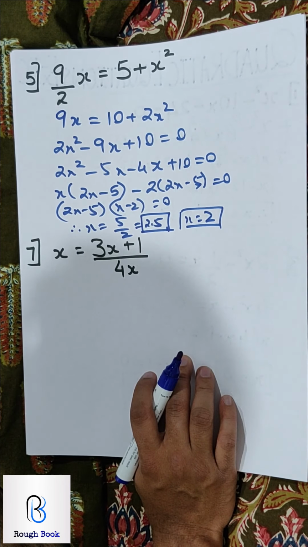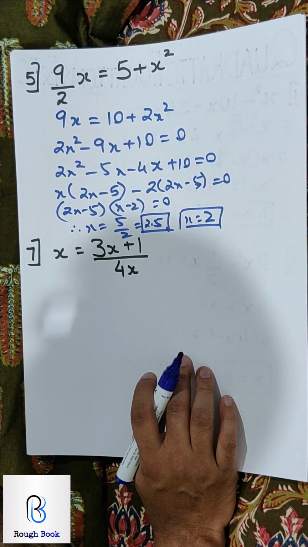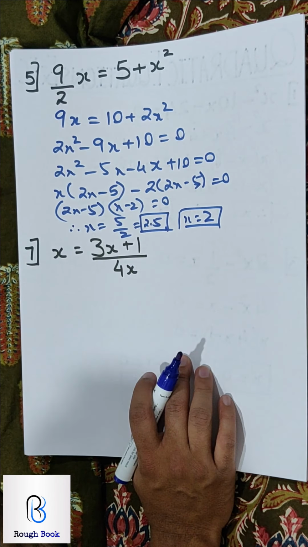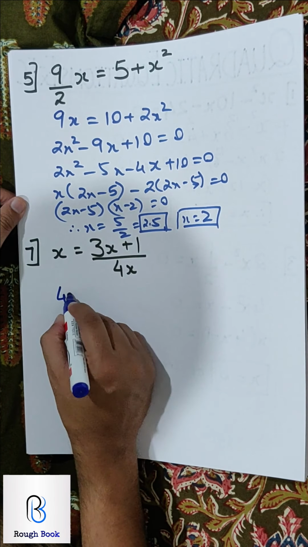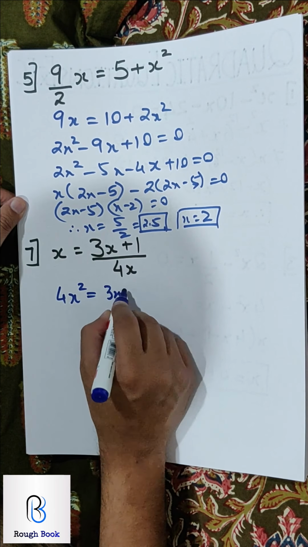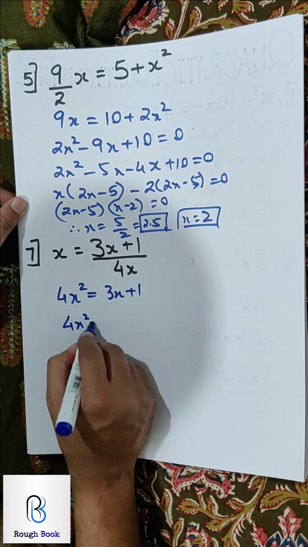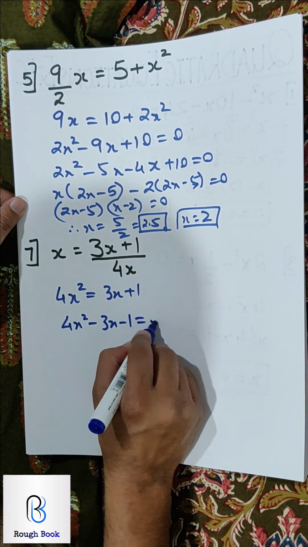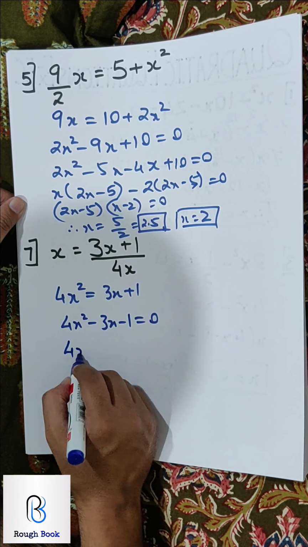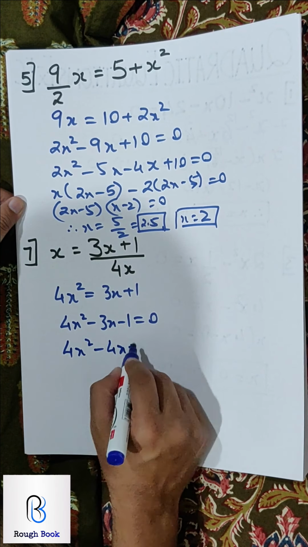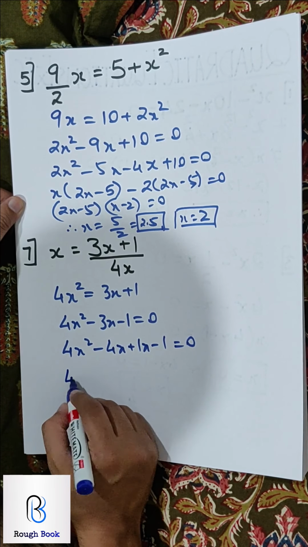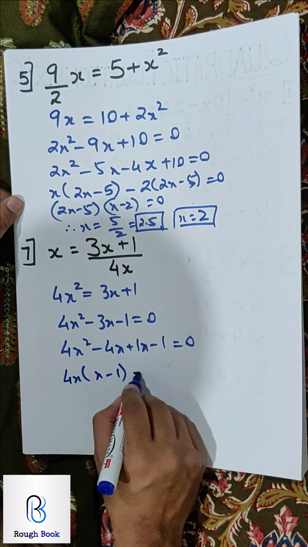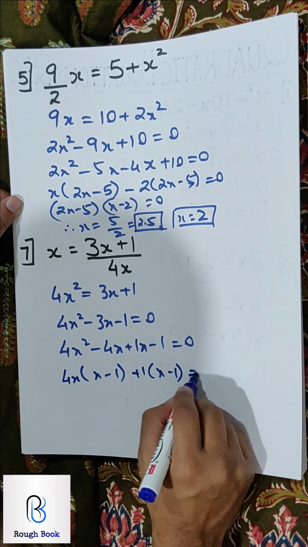Sum number 5, exercise 5C, everybody. Come on, let's go to sum number 7. Hit it. All simple sums, we are not really wasting a lot of time. So 4x square equals 3x plus 1. So 4x square minus 3x minus 1 equals 0. 4 ones are 4. So I'll have to take 4 and 1 only as my factors. So I get 3. 4x common, x minus 1 plus 1 common, x minus 1.